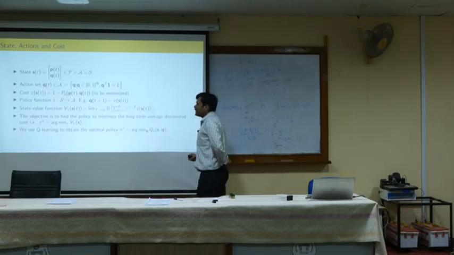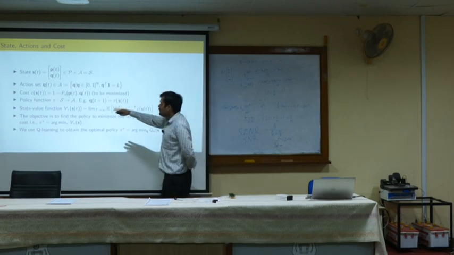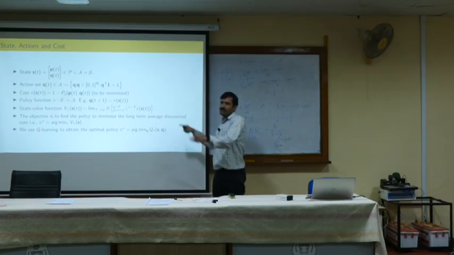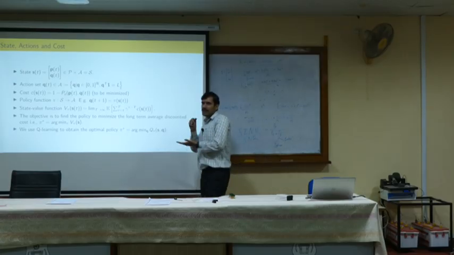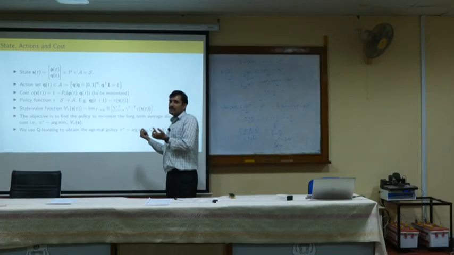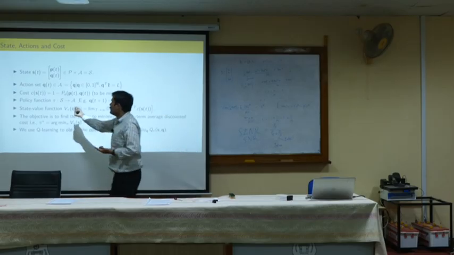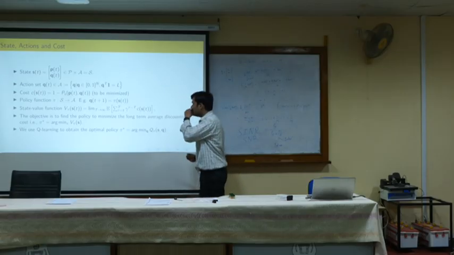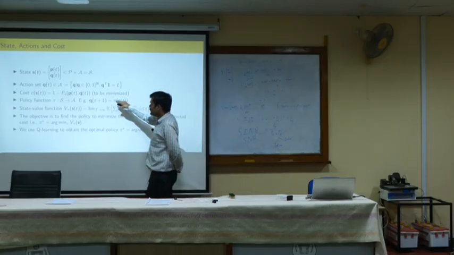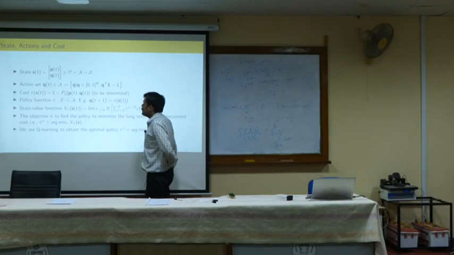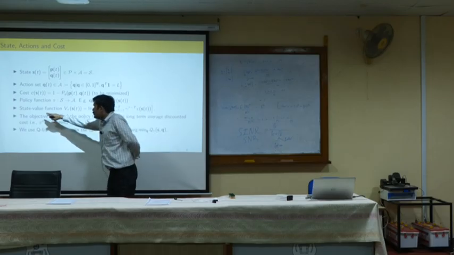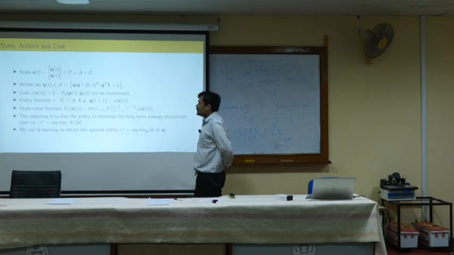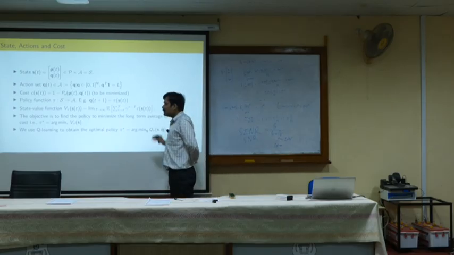Next we have the policy function. The policy function pi maps states to actions. Okay. So let's say we have the grid, right? In the earlier grid example, whatever state we have, which action to take, this policy function tells us. Okay. So given the state, it will tell us what action to take. The state value function v pi we can define like this in terms of cost. Okay. This is also to be minimized.